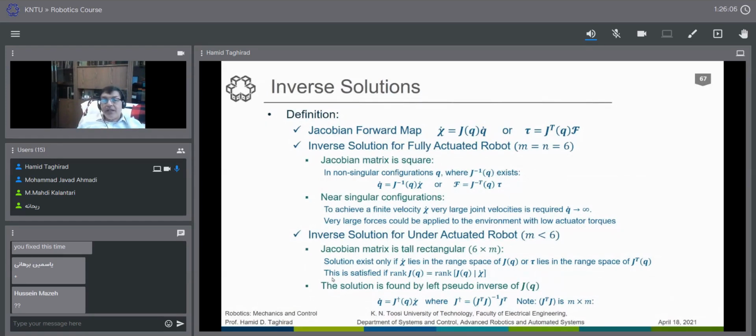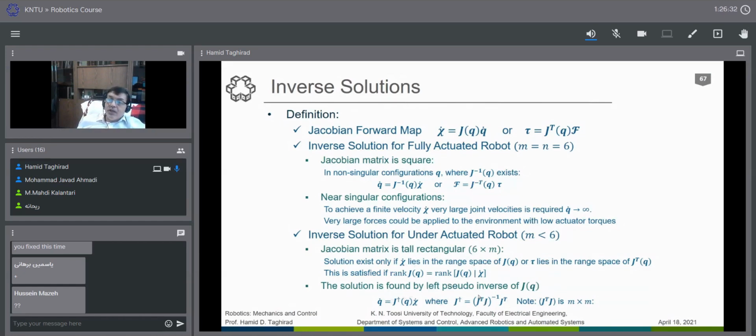And we can see that this is also satisfied when the rank of J is equal to the rank of [J, x dot], meaning you add another vector to it. If the rank doesn't change, this means that x dot lies in the range of the Jacobian. And how do you find the solution?